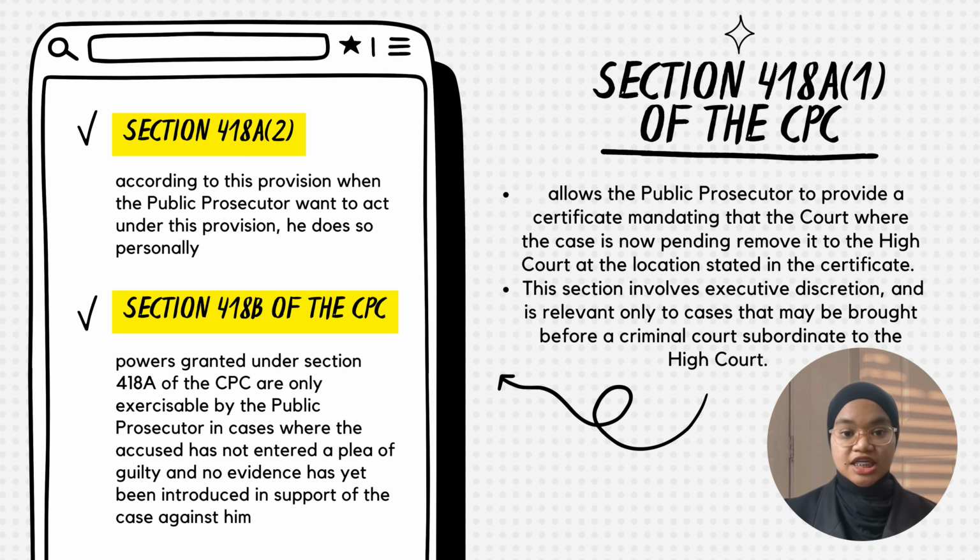And according to Section 418A subsection 2 of the CPC, when the public prosecutor wants to act under this section, he does so personally, and the powers granted under this provision are only exercisable by the public prosecutor in cases where the accused has not entered a plea of guilty and no evidence has yet been introduced in support of the case against him, as made clear under Section 418B of the CPC. That's all from me. Thank you.